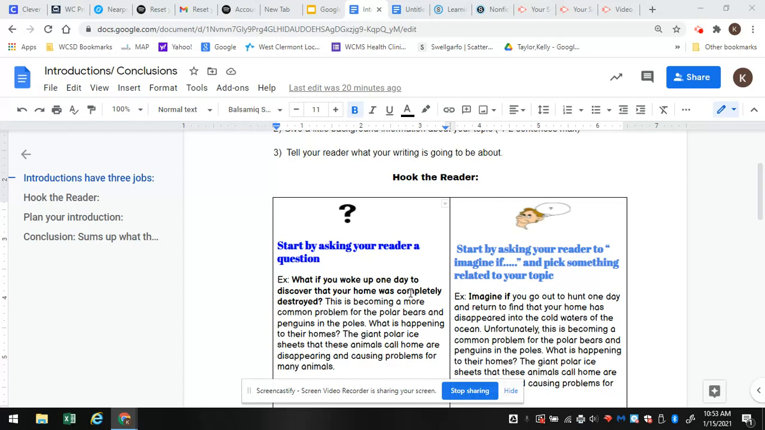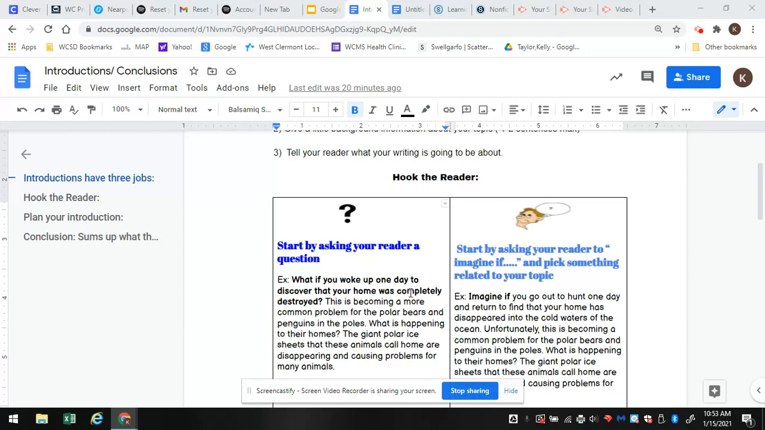I'm writing about the polar ice caps, and they're melting, and because they're melting, lots of penguins and polar bears are dying, they're losing their home, they're starving. So I decided to start with a question to make it a little more relatable to people. What if you woke up one day to discover that your home was completely destroyed? So that's my hook. Then notice I've layered my background.